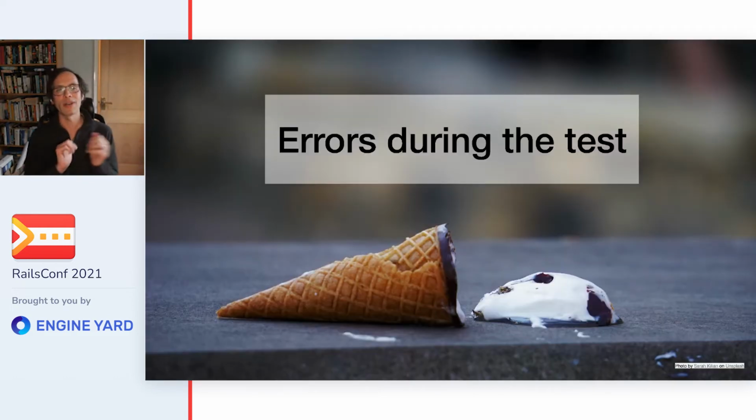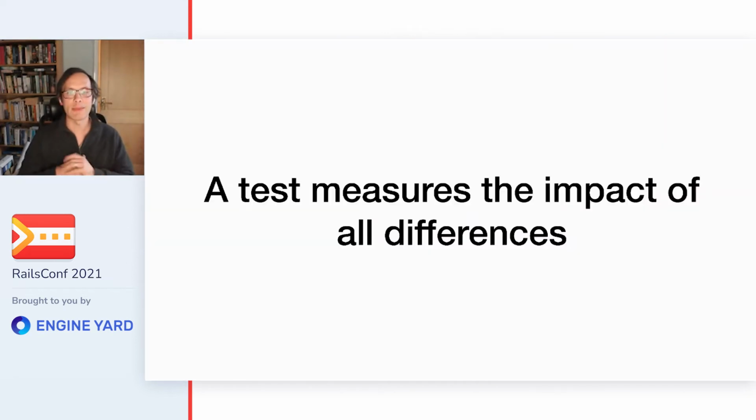So we've got our setup all nailed down. Let's run the test and hope good things happen. The first thing to remember is the test measures the impact of all the differences between the two variants. We, as people, would naturally focus on the intentional differences, the ones we wanted to make. But there's often other differences that creep in.